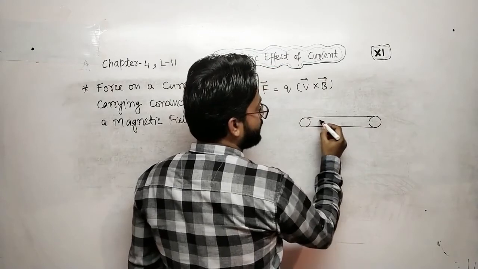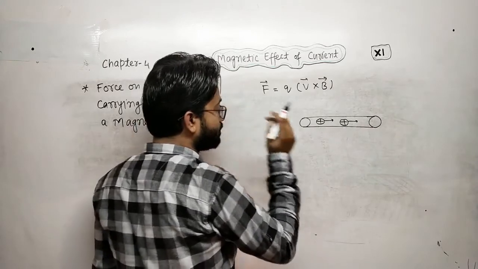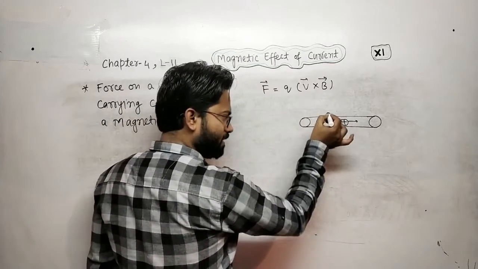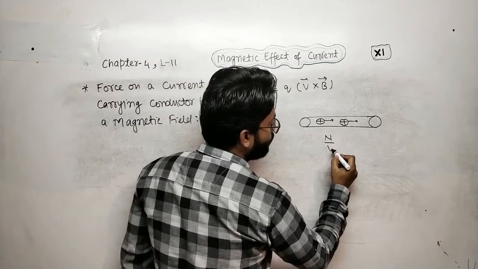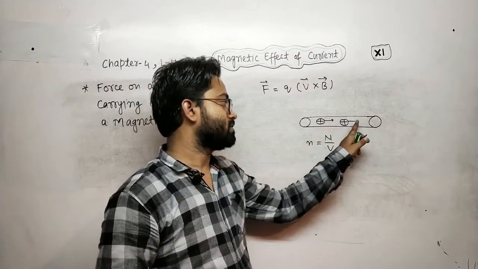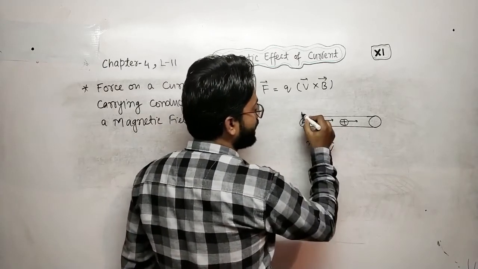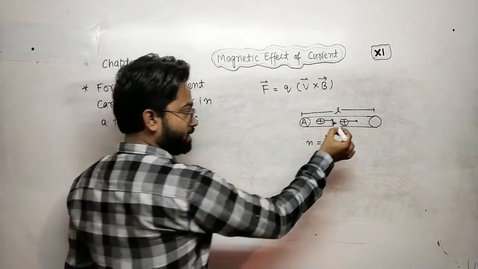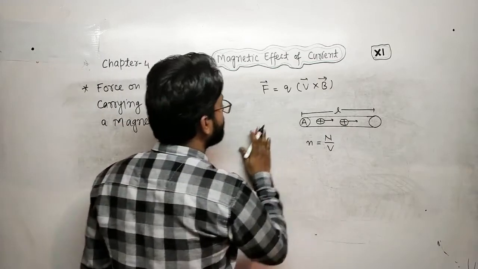and there are charged particles. Capital N is the total number of charges in the conductor, and V is the volume, where small n is the number of charged particles per unit volume. The volume has cross sectional area A and length L. Basically, inside the conductor no positive charge will move, only electrons will move.